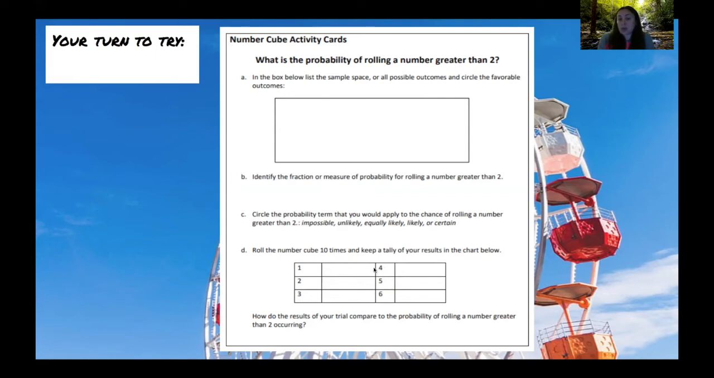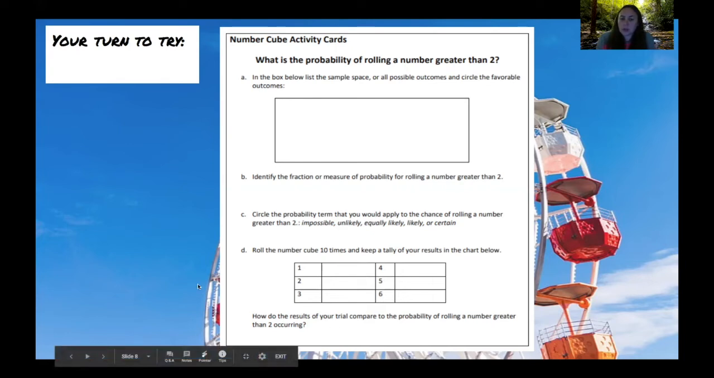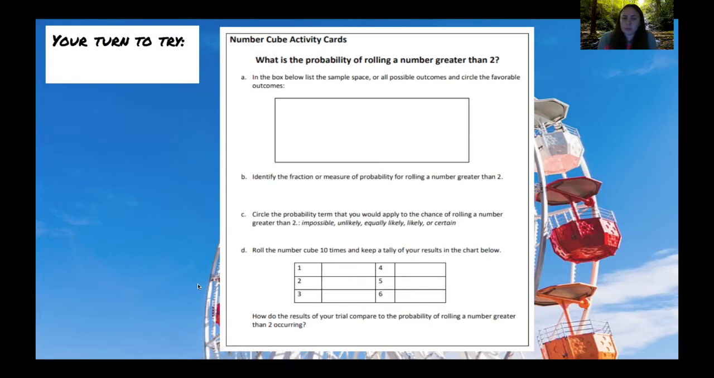If you don't have something to roll, then you may see if you can find something on the internet. They have lots of different dice, random number generators, or number cubes that you could roll that have 6 sides. And how do the results of your trial compare to the probability of rolling a number greater than 2 occurring? All right, so we're looking for a number greater than 2.